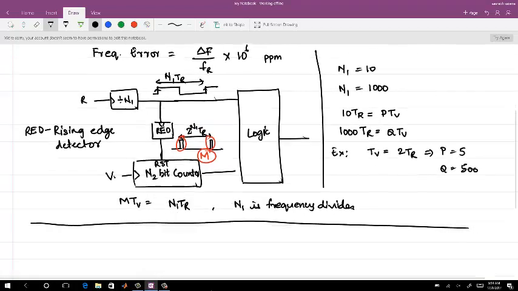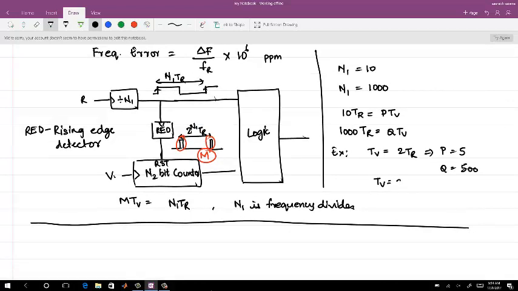Now let's say tv is equal to 2.005 times tr. What are you going to count with respect to p? You will still count either 2 or 3, depending on where the edge comes, right? So you have an error of 0.005. Whereas with q, how much will you count? Let me pick a number; this is still 2.005 here, right? What will this number q be? So q is equal to 1000 by 2.005.